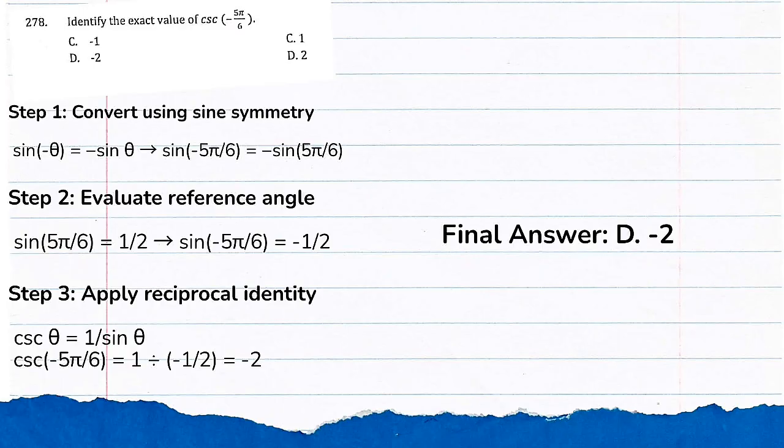Step 2, evaluate the reference angle. Sine 5 pi over 6 is equal to 1/2. So sine negative 5 pi over 6 is equal to negative 1/2. We use the unit circle special angle. Step 3, apply the reciprocal identity. Cosecant theta is equal to 1 over sine theta. So cosecant negative 5 pi over 6 is equal to 1 divided by negative 1/2, which is negative 2. Cosecant is just the reciprocal of sine. So the final answer is negative 2.